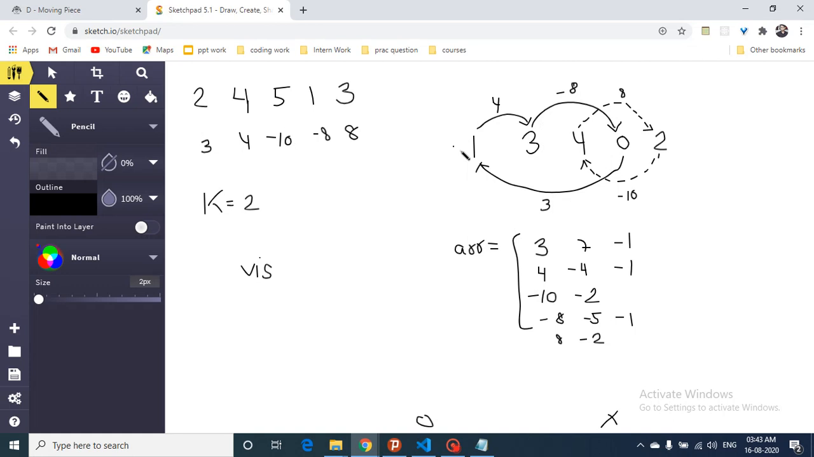So for this I'm starting at this, so the prefix sum will be 3. Then I will go to this, so my prefix sum will increment by 4, so it will become 7. And then I will go from this to this, so now my prefix sum will increment by -8, and it will become -1. So this is the prefix sum for the first cycle if I start from this position.